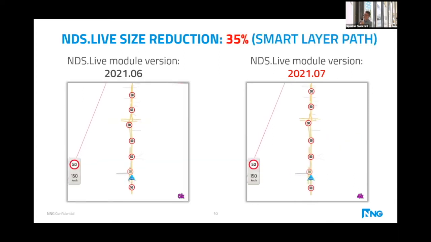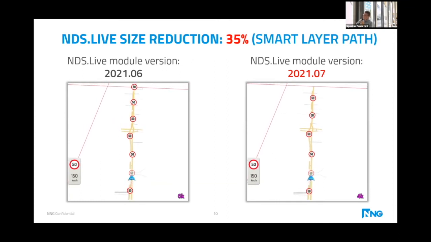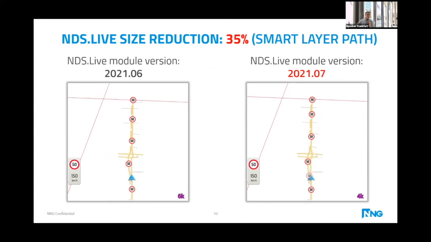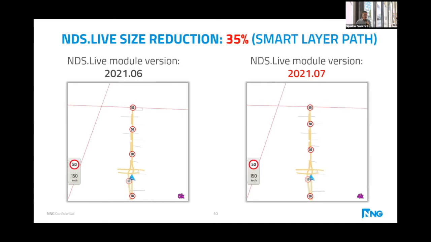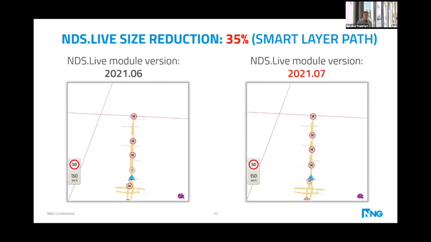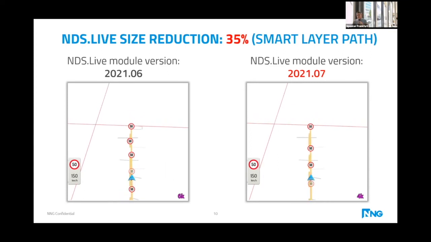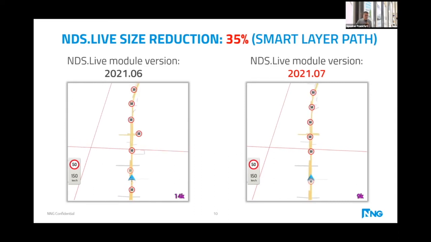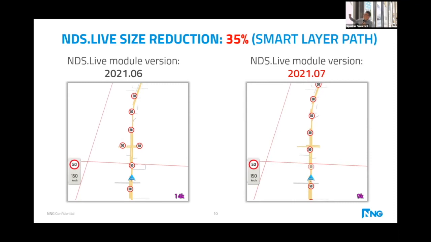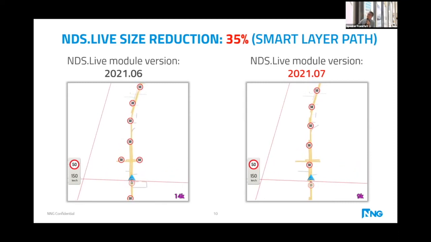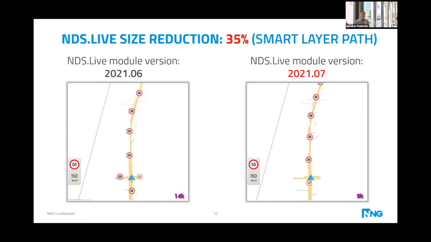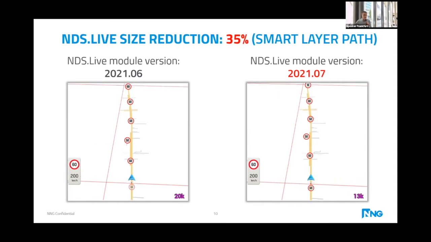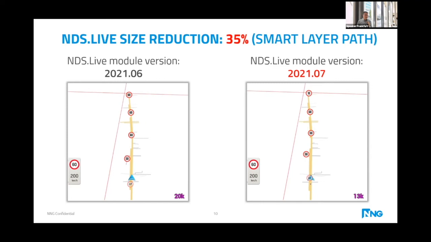On the left-hand side, the first path is 6 kilobytes. On the right-hand side, it's just 4 kilobytes. The difference is not that big. But still, if we are using the smart layer path service for an ISA service, where we need to maintain it for 14 years, and the data plan needs to be paid on an annual basis, it can still be significant, I would say 20, 30 megabytes per year. However, by migrating to the new NDS.Live module version, we can achieve significant size reduction. Compared to, let's say, 30 megabytes per year, now we need to consume only 20 megabytes per year just to get ISA into the car.